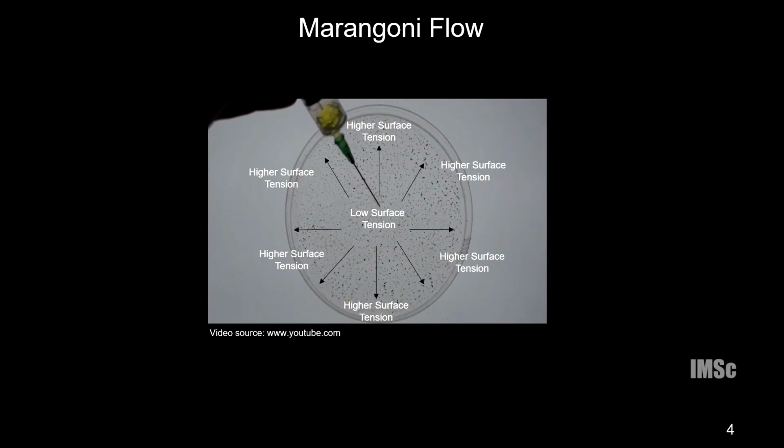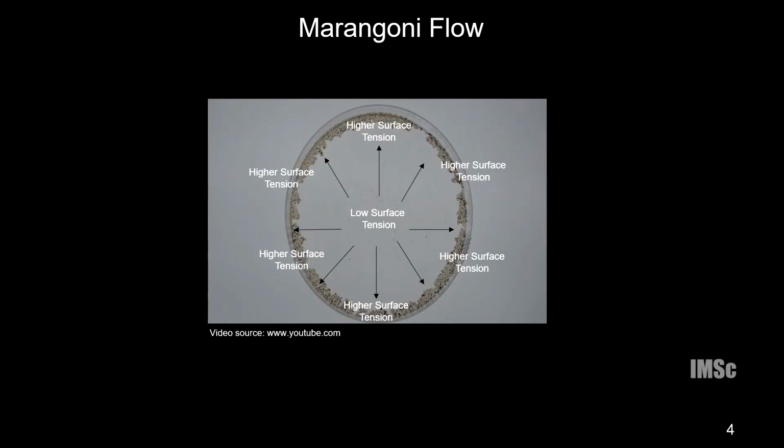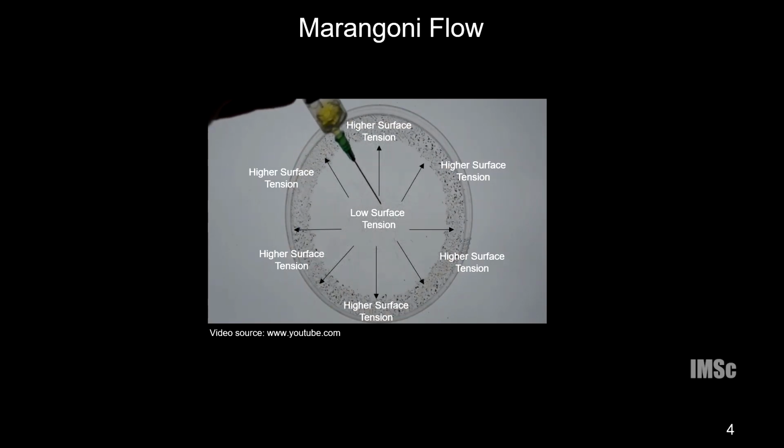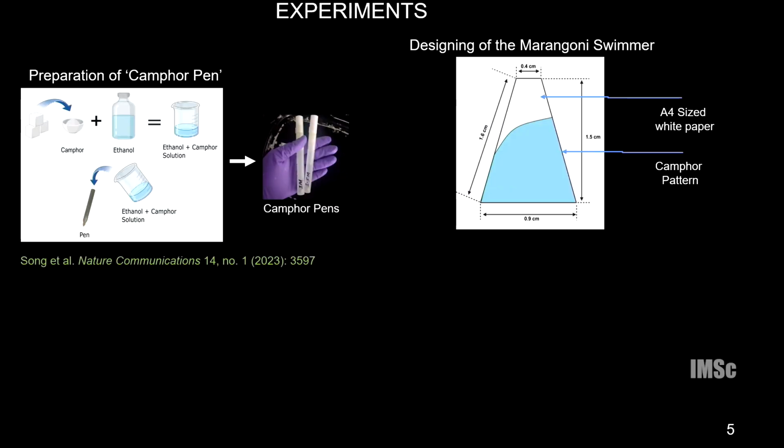Before going into the detail of our project, first you should know what the Marangoni flow is. This video shows a petri dish filled with water. On top of the water level there is a paper flake, and they used one drop of surfactant which reduced the local surface tension, and there is a flow from low to high surface tension. This flow is known as the Marangoni flow. We use this concept and performed all of the experiments.